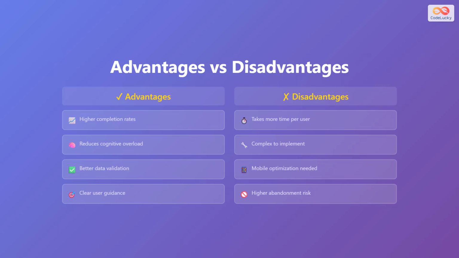However, wizards have some drawbacks. They take more time per user since information is delivered gradually. They're complex to implement properly. They require careful mobile optimization. And they do carry a higher abandonment risk if steps feel too long or boring. Understanding these trade-offs helps determine when a wizard is the right choice for your application.